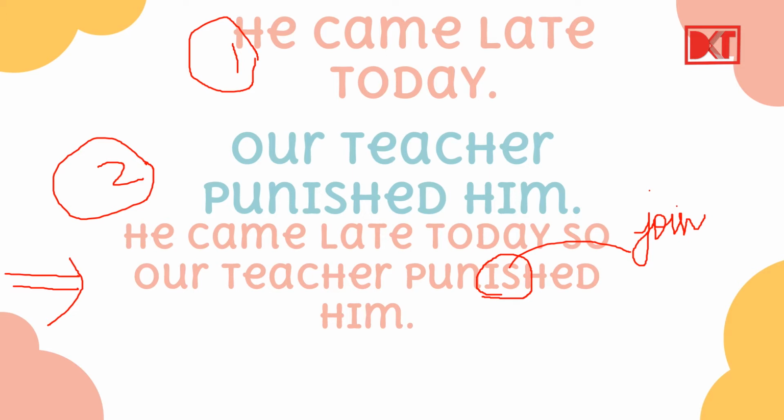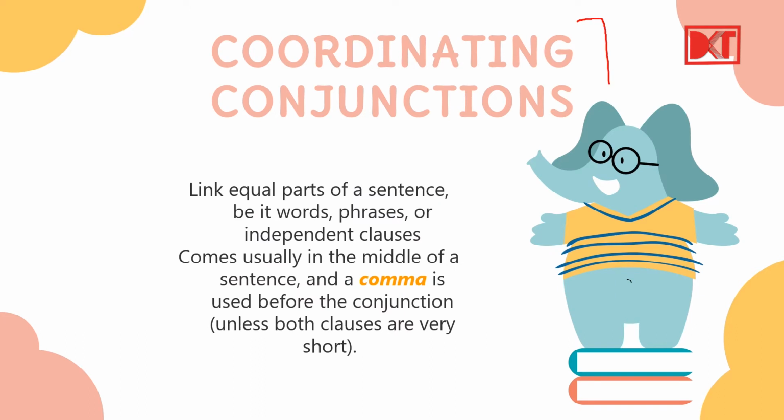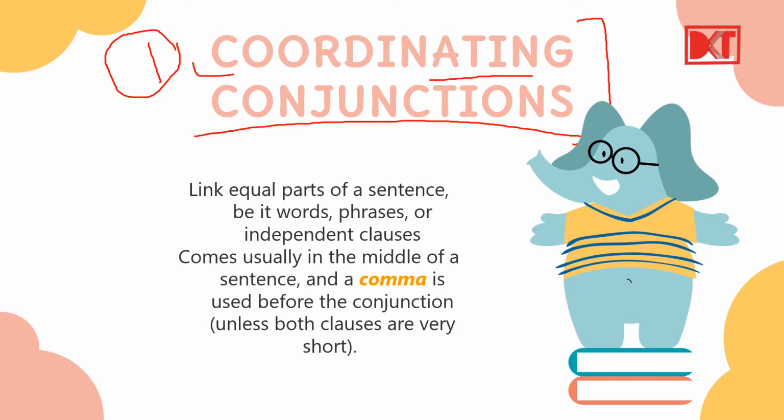All right. So now we will do the various types of conjunctions ताकि आपको questions में आसानी हो. Let's read the various types. First is the coordinating conjunctions. Coordinating conjunction जैसे हमें नाम से ही पता चल रहा है. What do? They coordinate. How? They link equal parts of a sentence, be it words, phrases, or independent clauses.